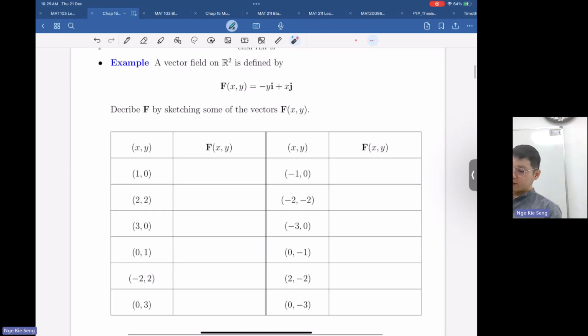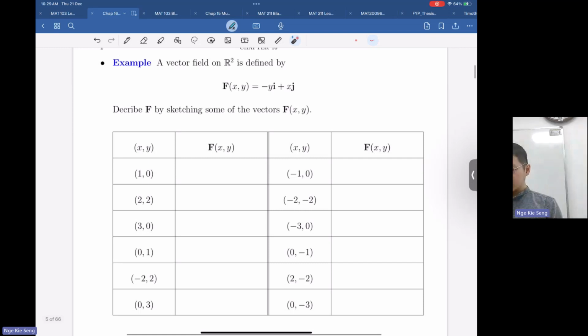Let's try and compute this. I give you a function from R2 to R2. This is the vector field, and try to find the value of the vector field at this point. There's a subtlety here. You can see that on the left hand side I don't put i, j, but on the right hand side I put i, j. Why? They are all points in the xy plane, R2.